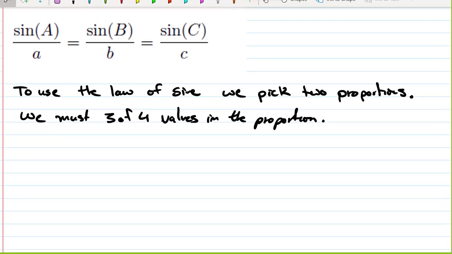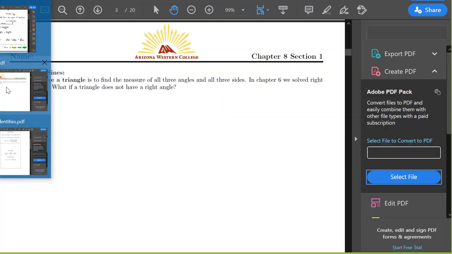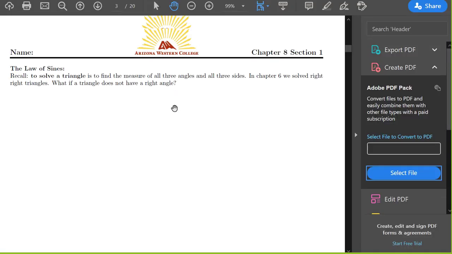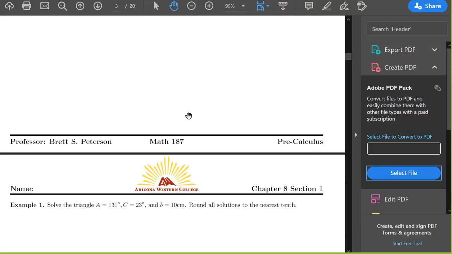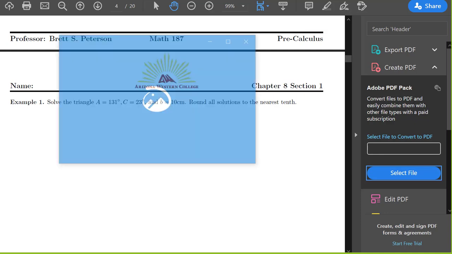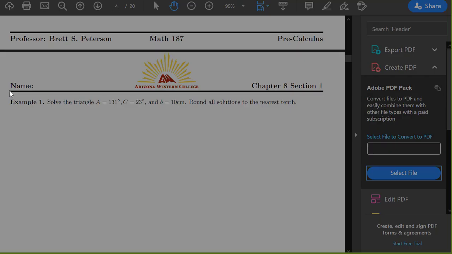All right, so we'll do some examples of this to help make sense of what I'm saying, and it works better by just doing some examples. All right, so let's take a look at example number 1.